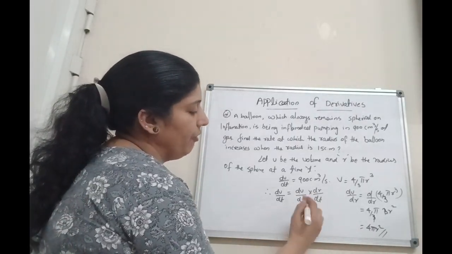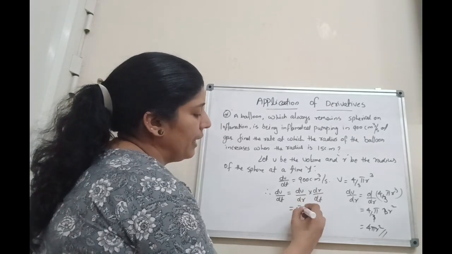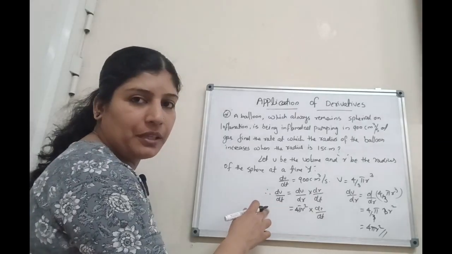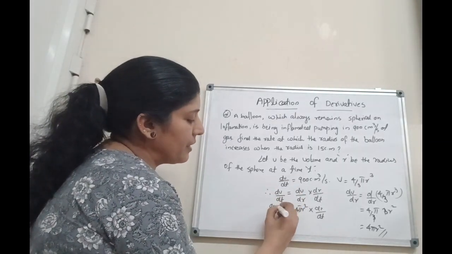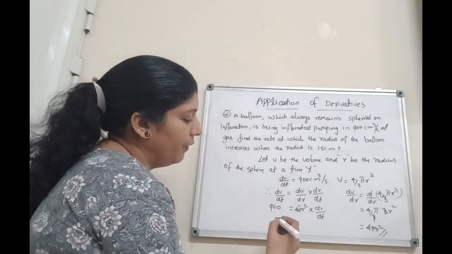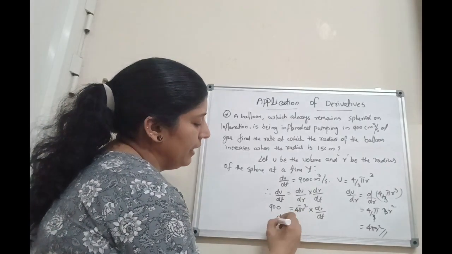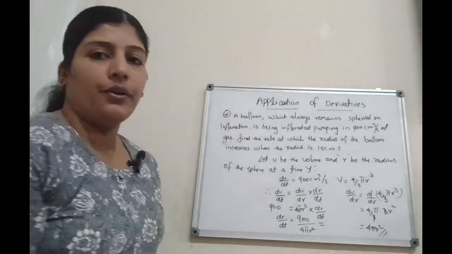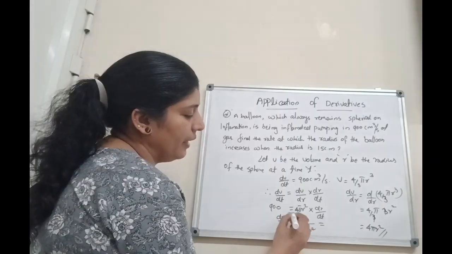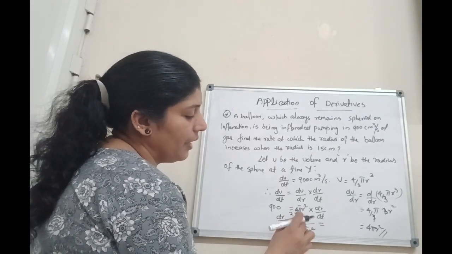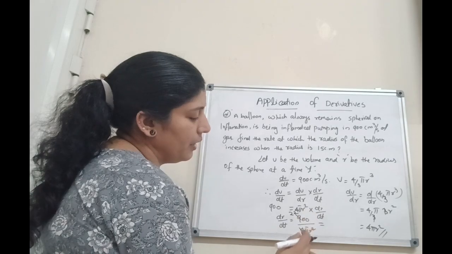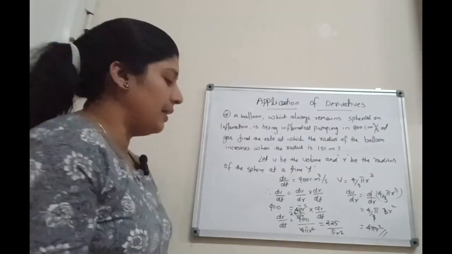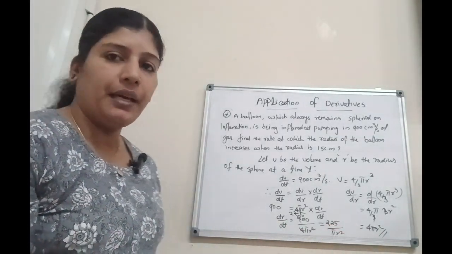Then next we substitute dV by dr equal to 4 pi r square, that is 4 pi r square into dr by dt. Here the rate of change of volume with respect to time is given as 900 centimeter cube per second. Therefore, dV by dt equal to 900. In this equation, we get dr by dt equal to 900 divided by 4 pi r square. Now, 2 4s are 8, remaining 1, then 10. 2 4s are 8, remaining 2, then 20. Then 5 4s are 20. That is equal to 225 divided by pi r square. That is dr by dt equal to 225 divided by pi r square.